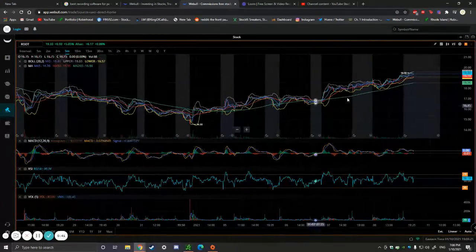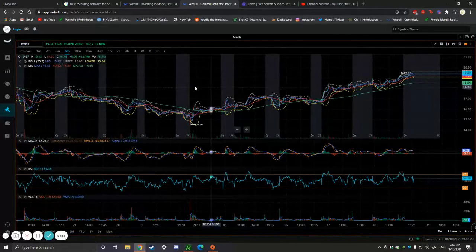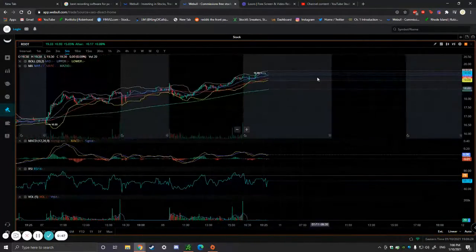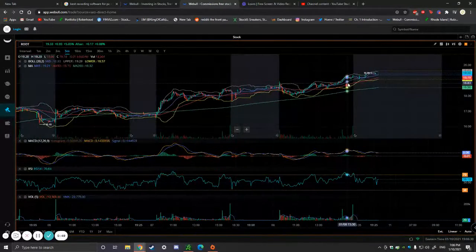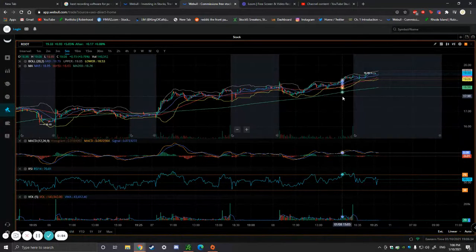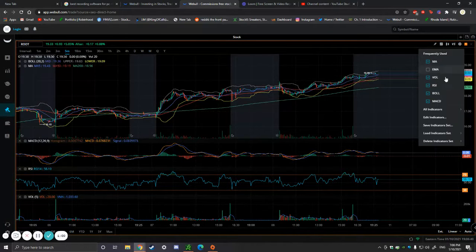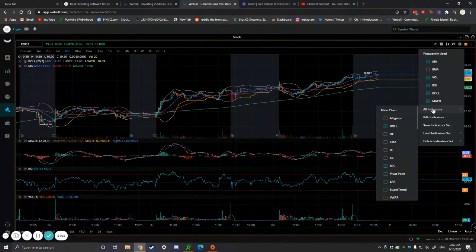So first off, we're gonna talk about how I set up my Webull. To see, this all looks crazy, right? All these lines and shit. But it's really not that hard to figure out once you know what you're doing. So setting up your indicators, you want to come over here, up to indicators, and you want to go to all indicators. And what I like is I like my Bollinger Bands.